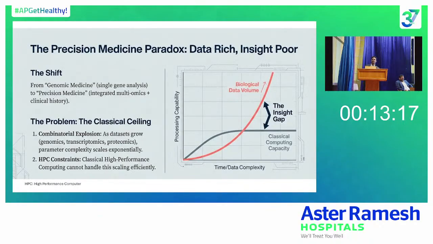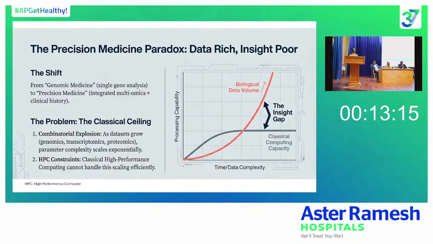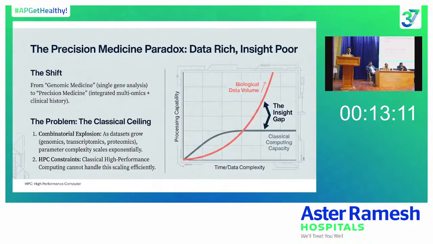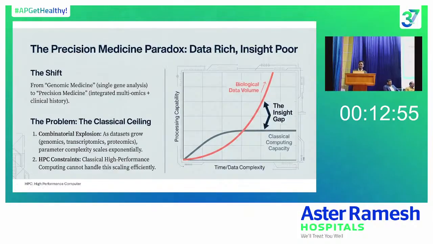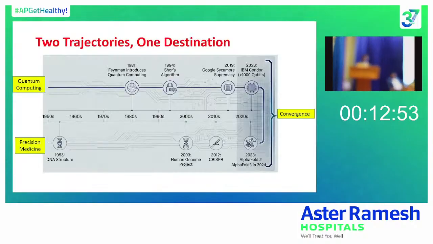There is something called the precision medicine paradox. We all know that we have multi-omic data now. We have data from all the variables and everything, where the data is going astronomically huge. But classical computers have their own ceiling capacity. This results in an insight gap. This gap needs to be filled to know better or to improve ourselves in the field of medicine or in other fields as well. There comes the role of quantum computing.